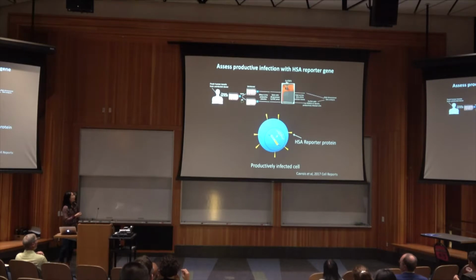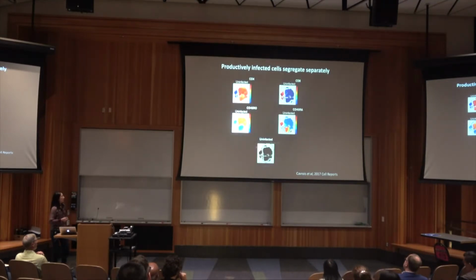And so once we waited 4 days for the infection to occur, we then analyzed the data by CyTOF, and in this case, we could identify the productively infected cell simply by subgating on those cells expressing the highest levels of HSA. Okay, so what do these data look like? So I'll again be showing the data in the form of TISNI, and I start first with the TISNIs of the uninfected T cells simply for orientation's sake.